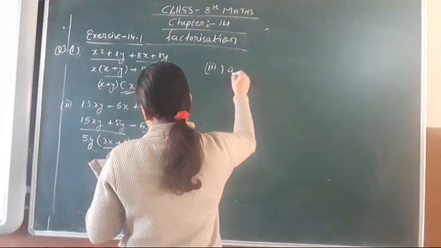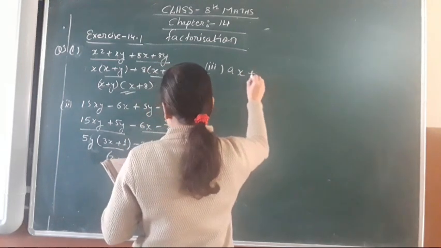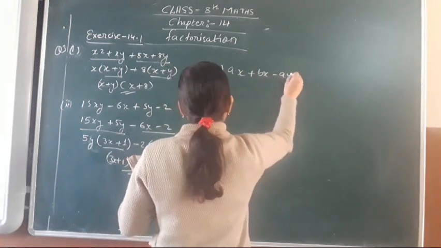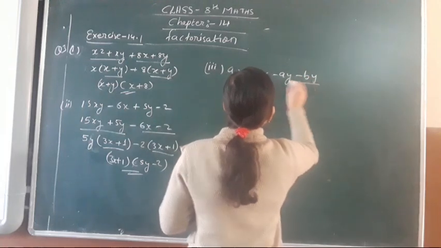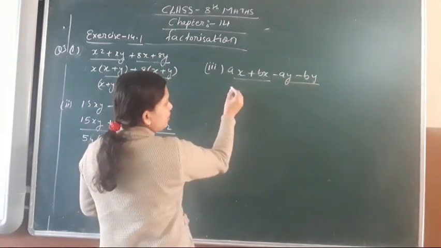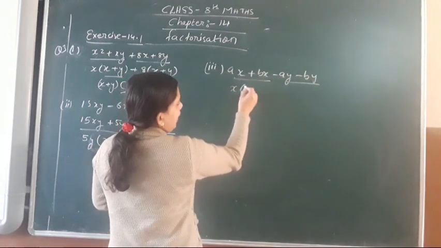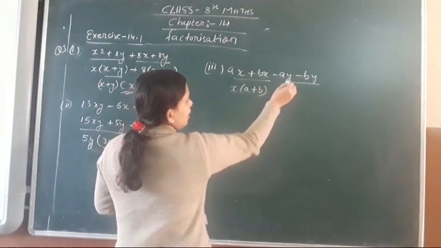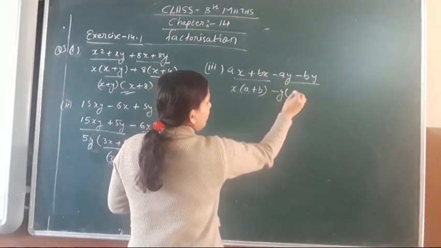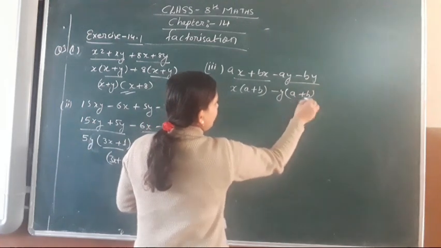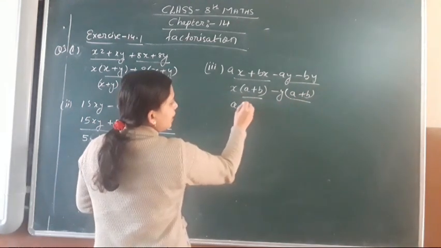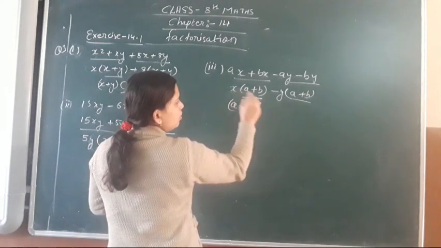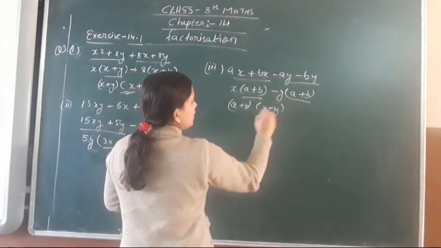Moving toward the third part of this question. What is the third part? ax plus bx minus ay minus by. Making the pair of the first two terms and last two terms, taking the common as x. X will be taken common, so what is left out? A plus b. When minus y is taken common, a plus b is left out. Again a plus b will be taken as common. So the term left out is x minus y, which is the required answer.